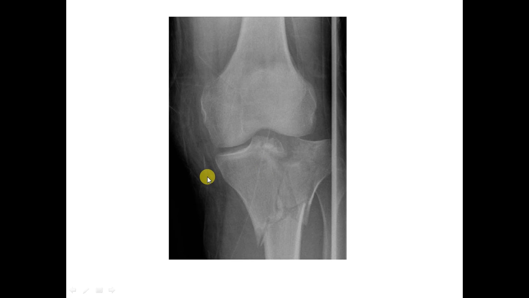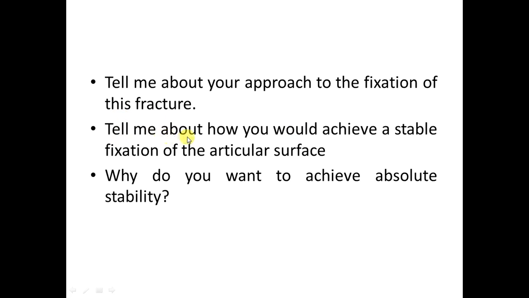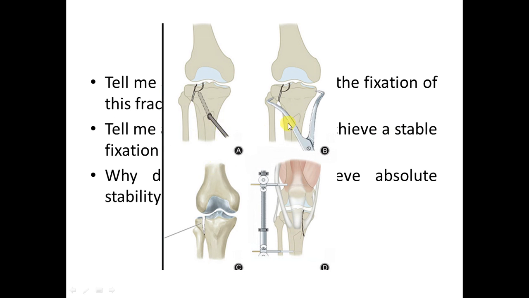Be systematic. Proper history. You don't manage an X-ray, you manage a patient. Proper history, proper exam, and so on. This is AP, you need a lateral X-ray, you need a CT, and so on. Don't hurry, describe, and jump to operative management. Tell me how you would achieve a stable fixation of the articular surface.